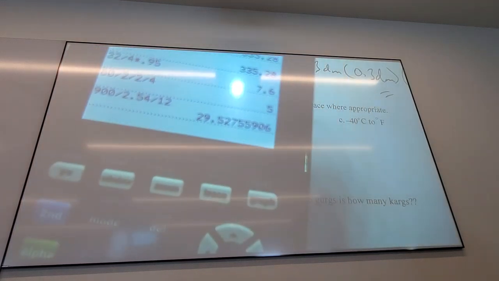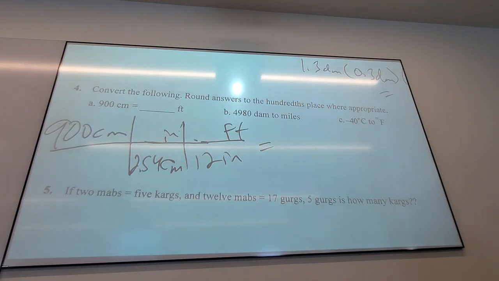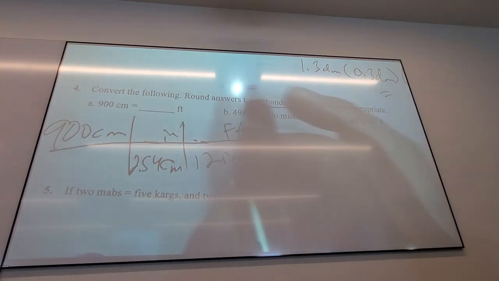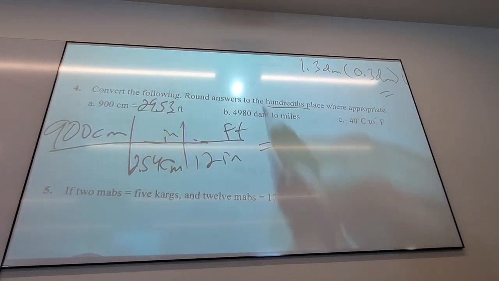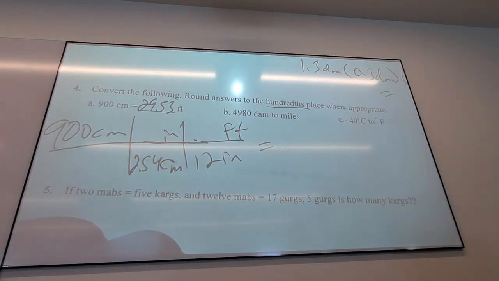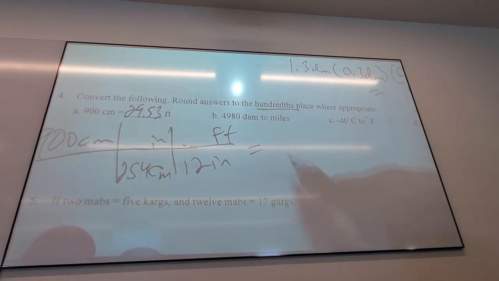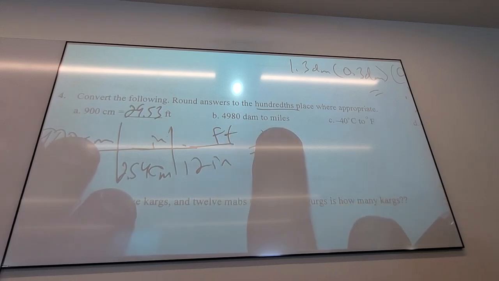And I get 29.528 roughly. What did I say? Hundredths place. So 29.53. Is that what you guys got? Thank God. Okay. And then so many decameters to miles.